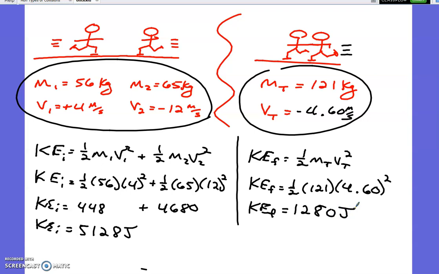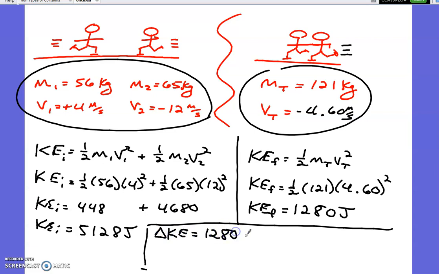Now remember, the kinetic energy goes down because it's an inelastic collision, so therefore we lose kinetic energy. Because it is perfectly inelastic, we have lost the most amount of kinetic energy possible. Now we want to find out how much that kinetic energy has gone down. So we're going to take our 1,280 and subtract the 5,128.